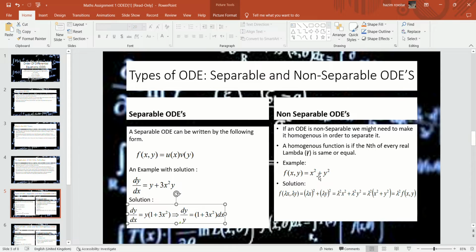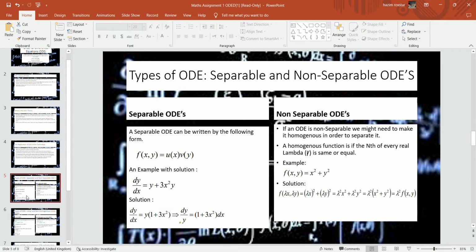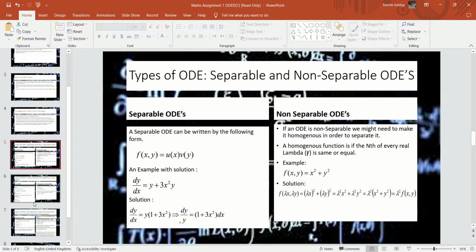So now, what are non-separable ODEs? If an ODE is non-separable, we might need to make it homogeneous in order to separate it. A homogeneous function is one where the nth power of every real number lambda is the same or equal. For example, x squared plus y squared. And when we expand it with the nth term lambda by multiplying, it has the same power. Hence, it is a non-separable ODE, and we have to make it homogeneous in order to separate it.